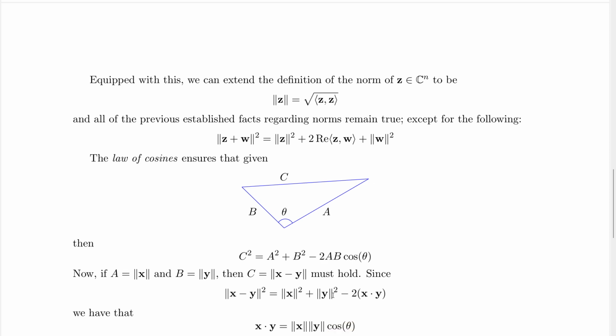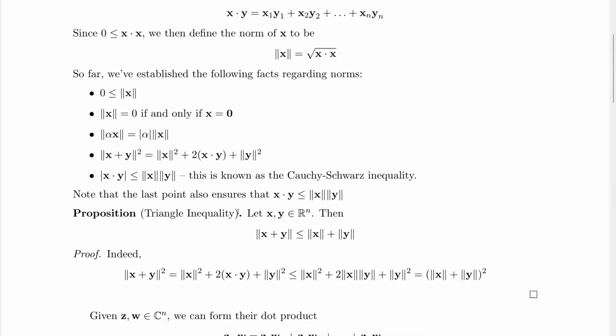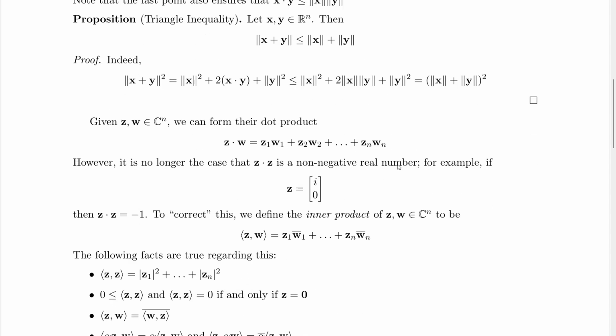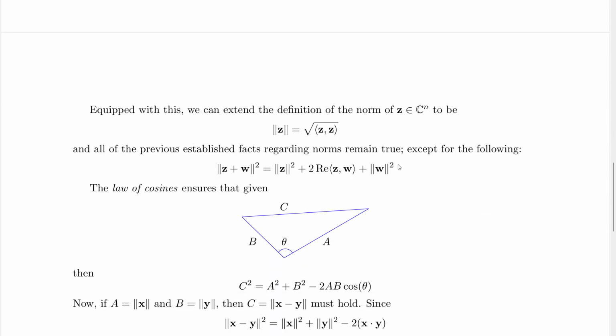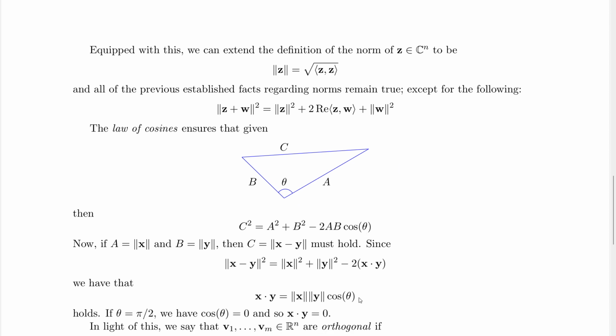And note that that kind of pops out of the Cauchy-Schwarz inequality, because this establishes that the dot product is somewhere between the product of the norms and the negative of the product of the norms, meaning that there's some cosine factor that gets them to line up. And indeed, note here that if the angle is pi over 2, then the cosine is 0, meaning the dot product would equal 0.